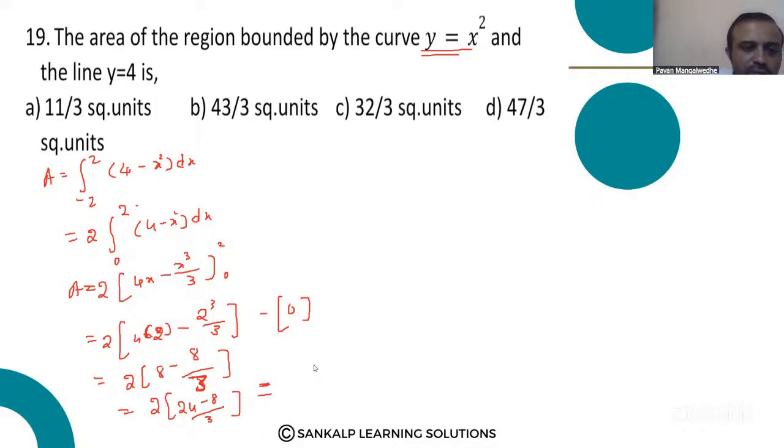24 minus 8 is 16. 16 by 3 into 2. Here it cannot be cancelled. So 16 into 2 is 32 by 3. 32 by 3 square units, option C, is the correct answer. Just try to solve this.